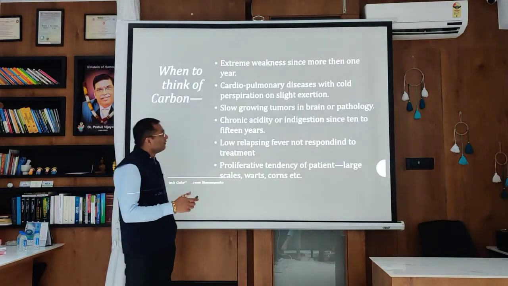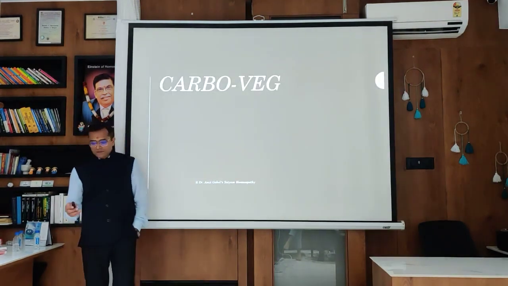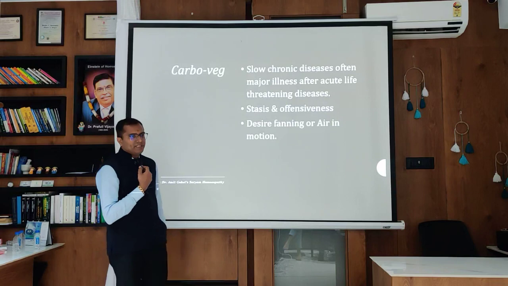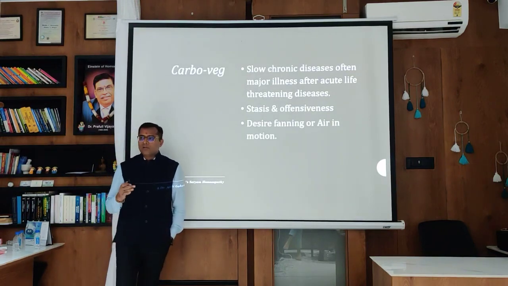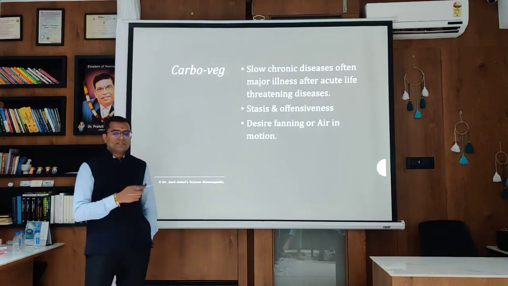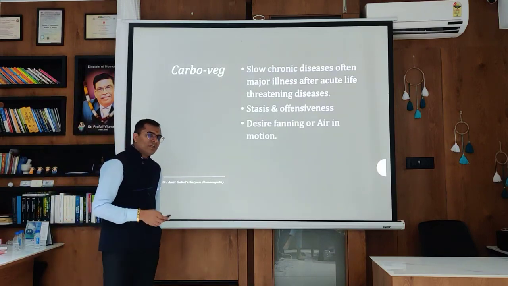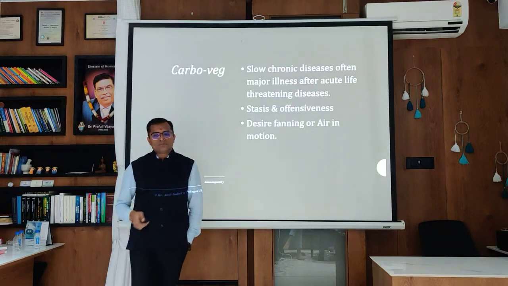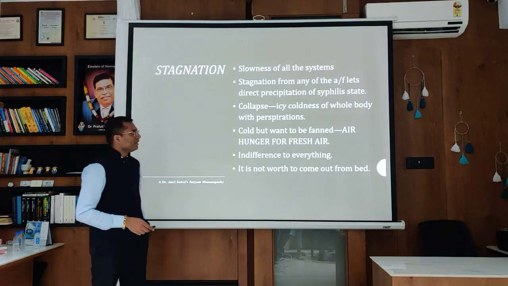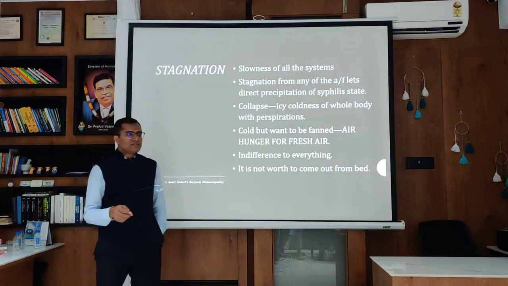So let's study Carbo veg. Everything I have expressed applies to the whole carbon group, the carbonicum group. Carbon is slow chronic disease, often a major illness after an acute life-threatening disease. I told you, either dengue, malaria, pneumonia, typhoid. After that they go into stasis or offensiveness, and a desire for fanning, air in motion. Most of the time there is a stagnation at the level of the system, so there is a slowness of the system.